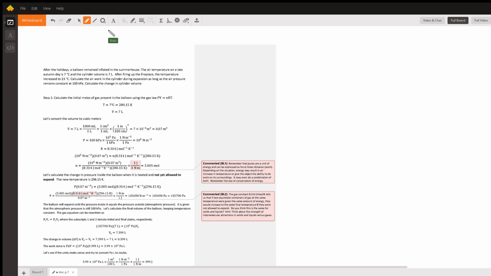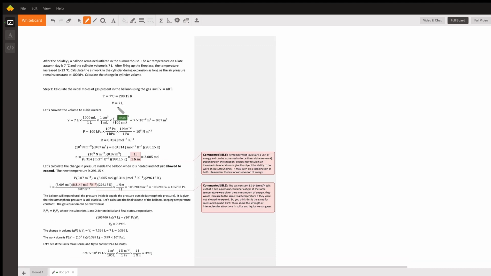So the first step I took to answering this question was to calculate the initial moles of gas present in the balloon using the gas law PV equals nRT. So the temperature is going to be 280.15 kelvins. We have the volume from the question, 7 liters. And I'm going to convert the volume to cubic meters, and you're going to see why in a second. So the volume is 0.07 cubic meters.